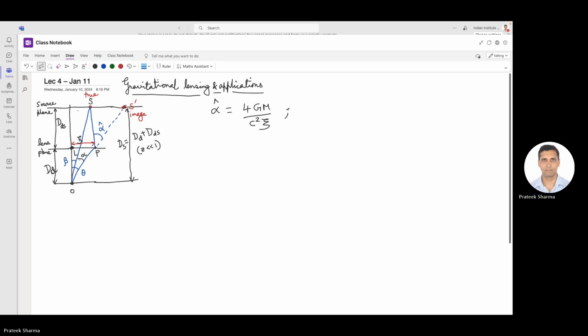So beta equals theta minus alpha. All angles, alpha hat, alpha, theta, beta, are much less than one, so we'll use the small angle approximation. This distance SS prime is DS times alpha, where DS is the distance from the observer to the source plane.